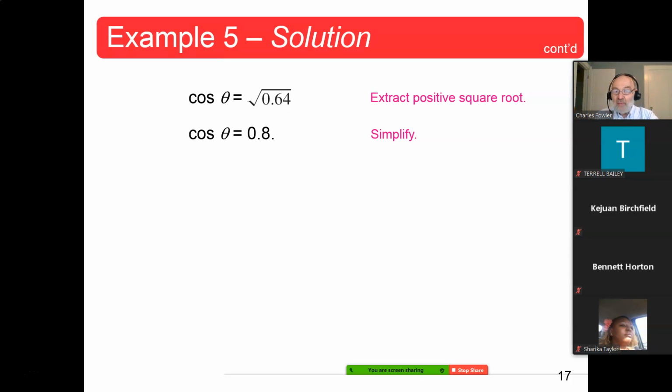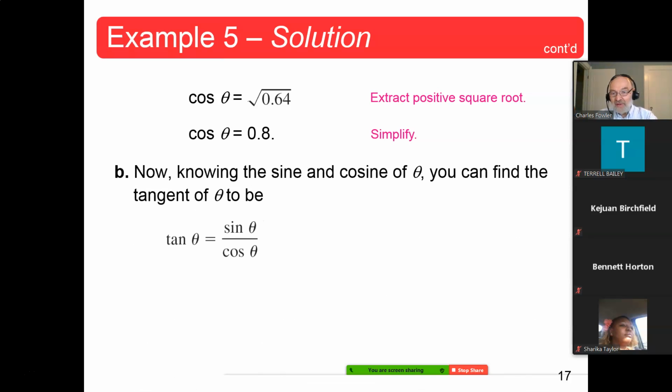All right, and once you know that, then you can go to the B part, since you know tangent is sine over cosine, that's 0.6 over 0.8, and your calculator would tell you, if you just plug those in, it's 0.75. I did it by reducing a fraction. Same thing. Any questions on that? That's example 5.